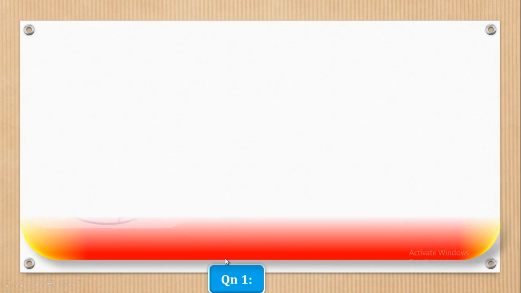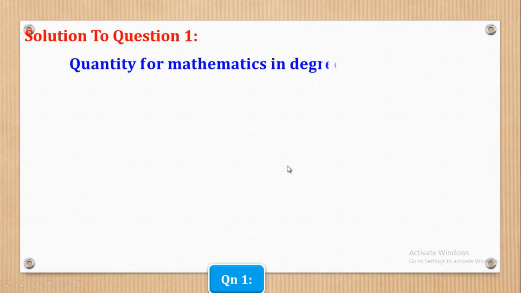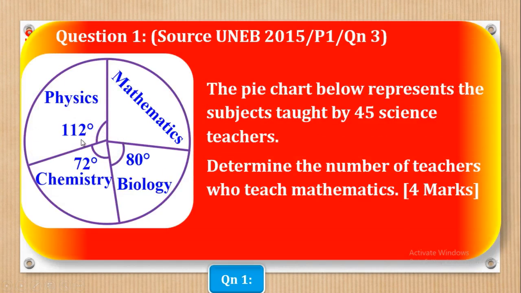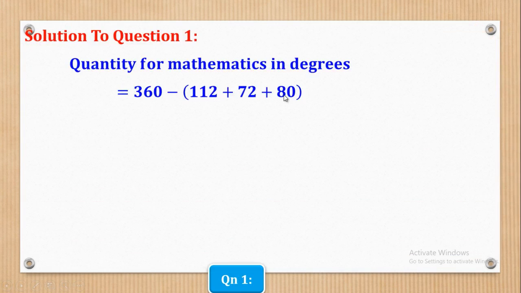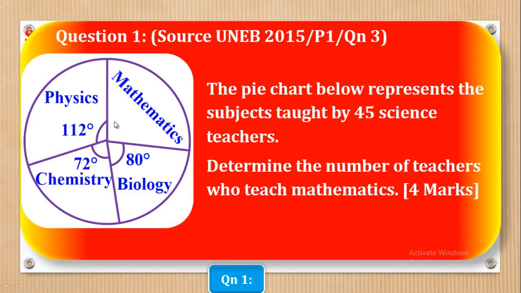So what you are going to do is say that the quantity for mathematics in degrees will be equal to 360 minus the total of the angles given. The angles given are 112, 72, and 80. When you add them up, you come up with 360 minus 264, and in the end you'll come up with 96. So 96 is the angle corresponding to mathematics.